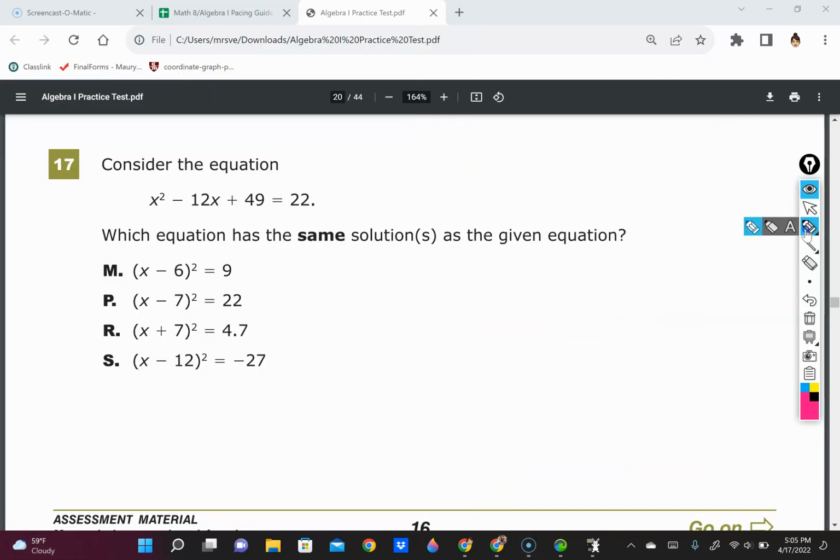Number 17, consider the equation. Which equation has the same solution as the given equation? If you notice, the answer choices are almost in vertex form. So what I'm going to do is put everything on the left-hand side. I'll have x squared minus 12x plus 49 minus 22. I want to set everything equal to 0 before I start converting or factoring this into a different format.